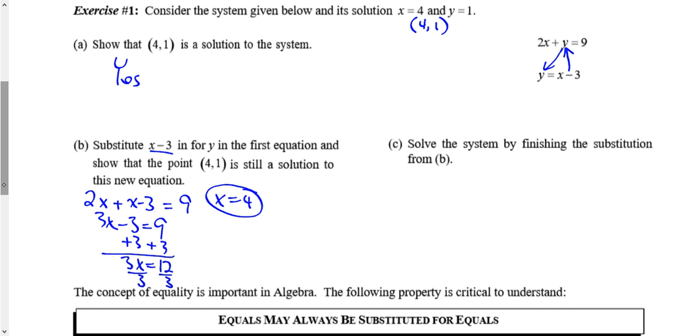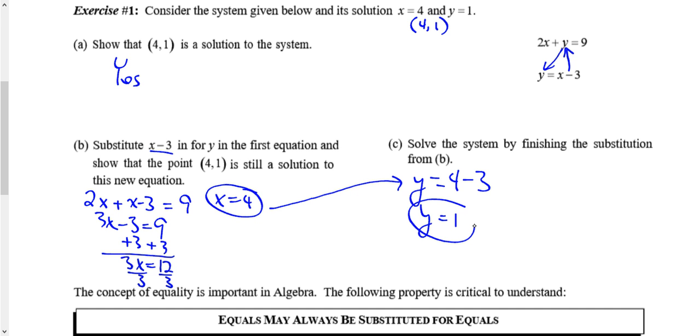Yeah. I want y, so look at the bottom one. It's so much easier. But the point is, either one of them you can plug it in. So y equals what? 4 minus 3. So y equals 1. And always list it as an ordered pair when you get done, okay? 4 comma 1. That's not hard, is it?